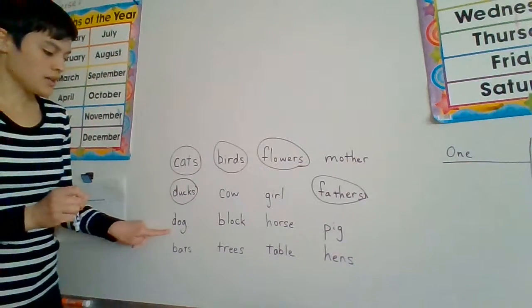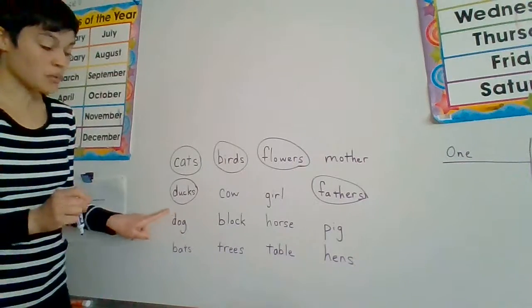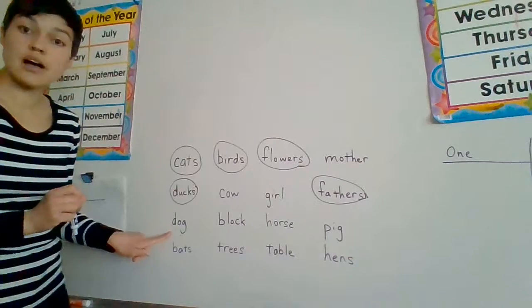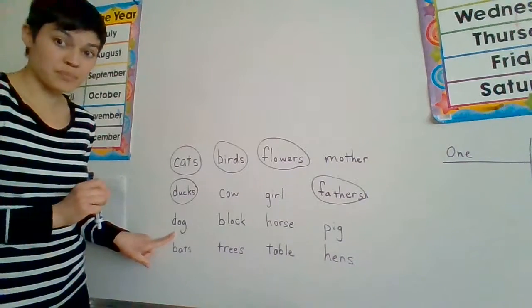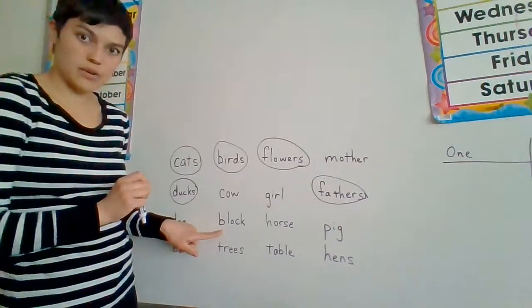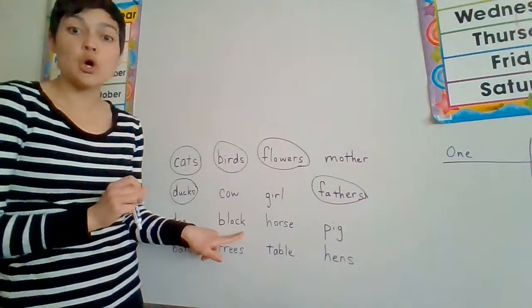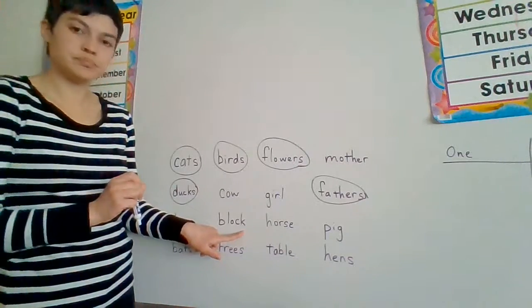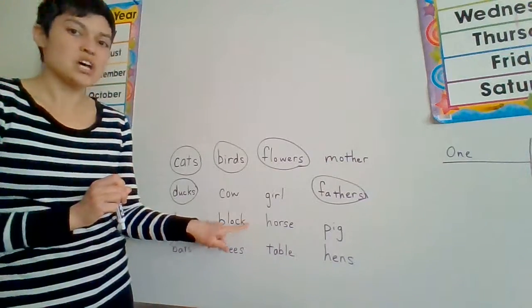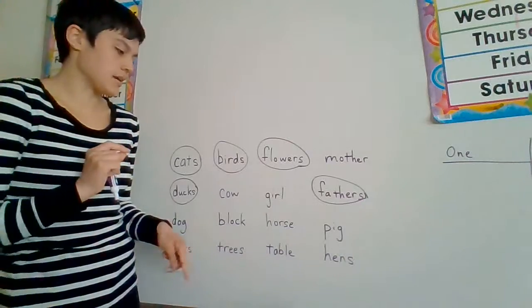Here is the word dog. Now, are we talking about one dog or more than one dog? Just one dog, so we don't need to circle this. Okay, now we are going to move over to the next noun here. Block. Is this one block or more than one block? Just one. We don't have an S added to the end, so we can leave that as a noun that talks about only one thing.